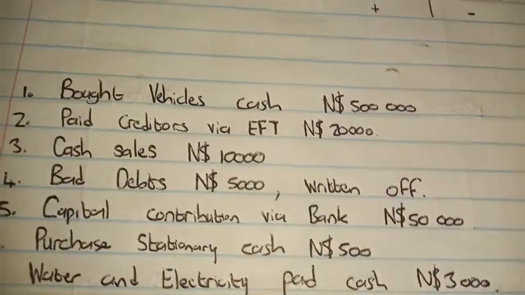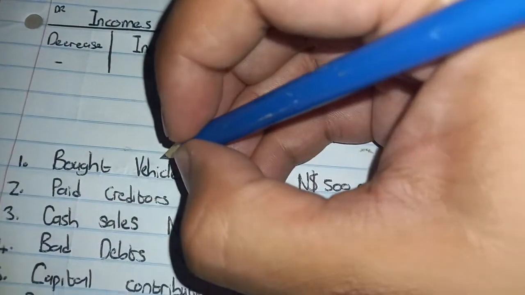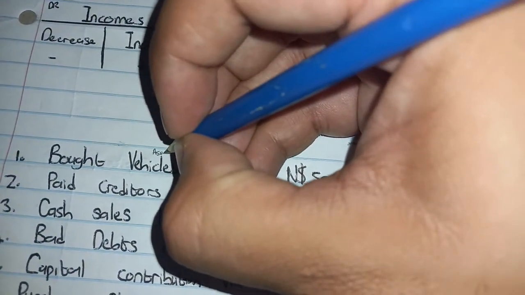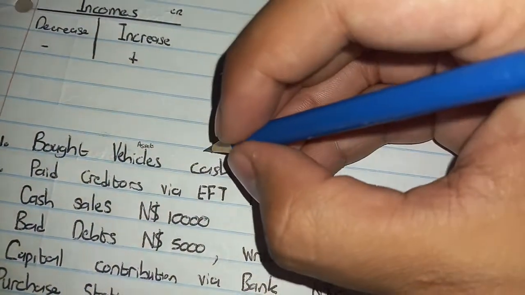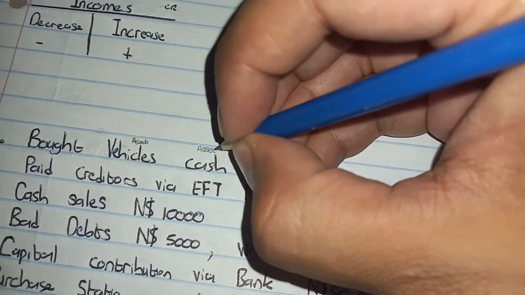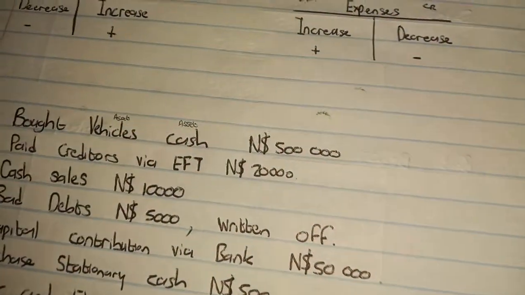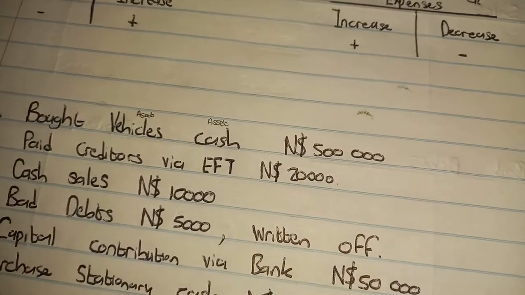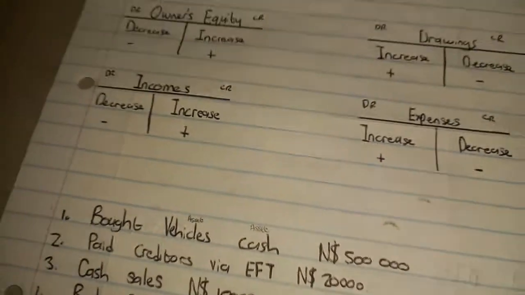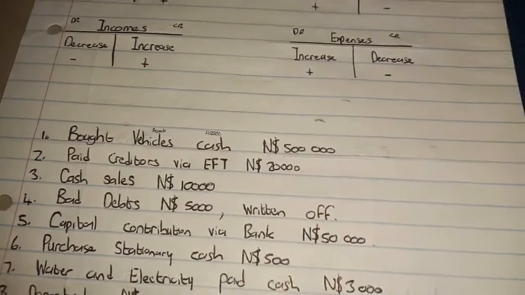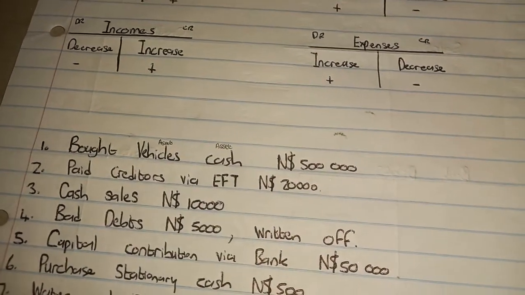What you can do to make it easier for yourself when you have a transaction like this, you can just indicate in pencil whether it's an asset, liability, or whatnot. So you can write in pencil, so you know under what the T account falls. So vehicles an asset, cash an asset. So now when you go and draw up your T accounts, you know on which side your things increase and decrease.